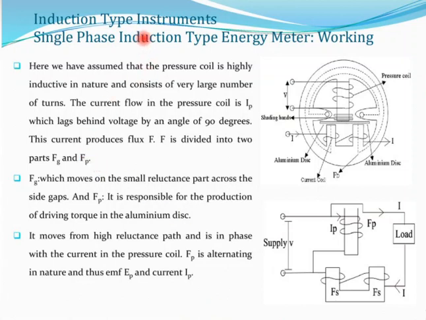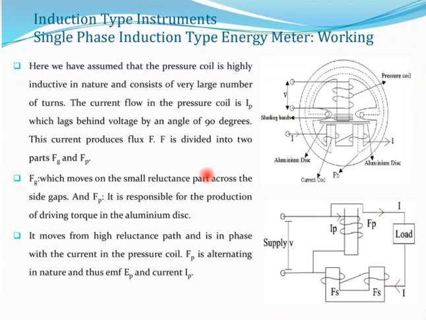So, induction type instruments. This is the circuit diagram for the single phase induction type energy meter working. Here this is the aluminum disc, this is the current coil, this is the pressure coil, this is the shading band. Here we have assumed that the pressure coil is highly inductive in nature and consists of a very large number of turns. The current flowing in the pressure coil is IP, which lags behind the voltage by an angle of 90 degrees. This current produces flux F.